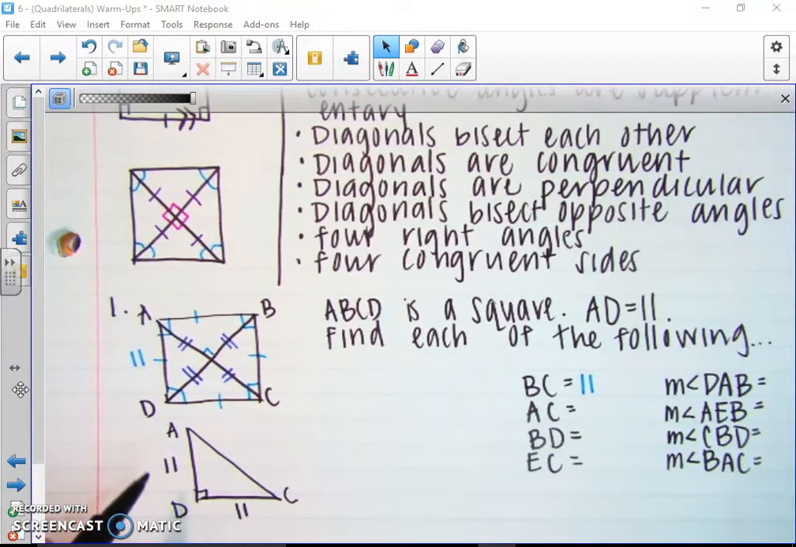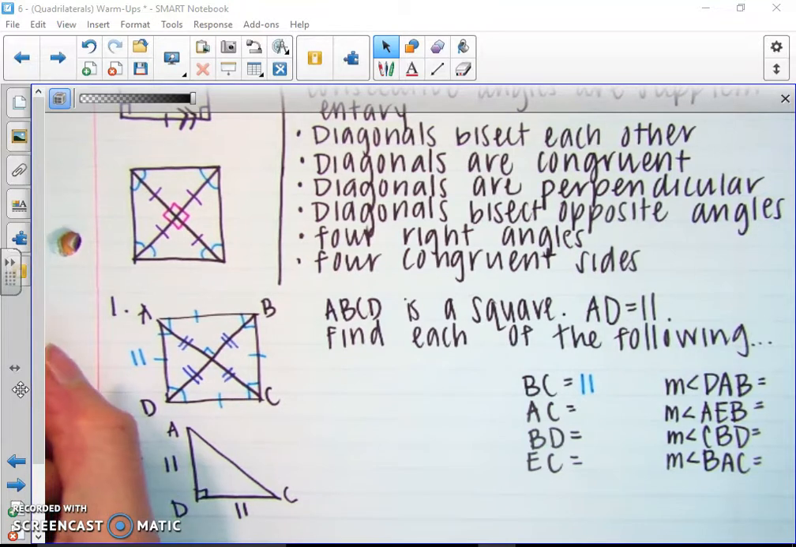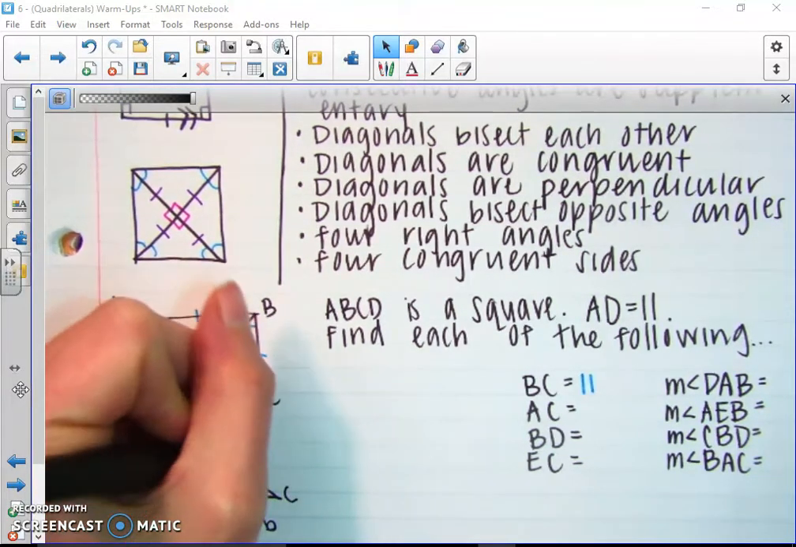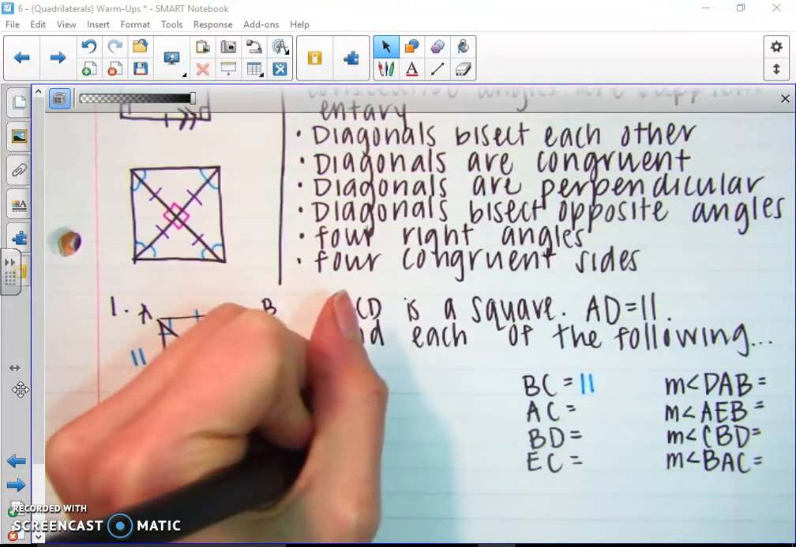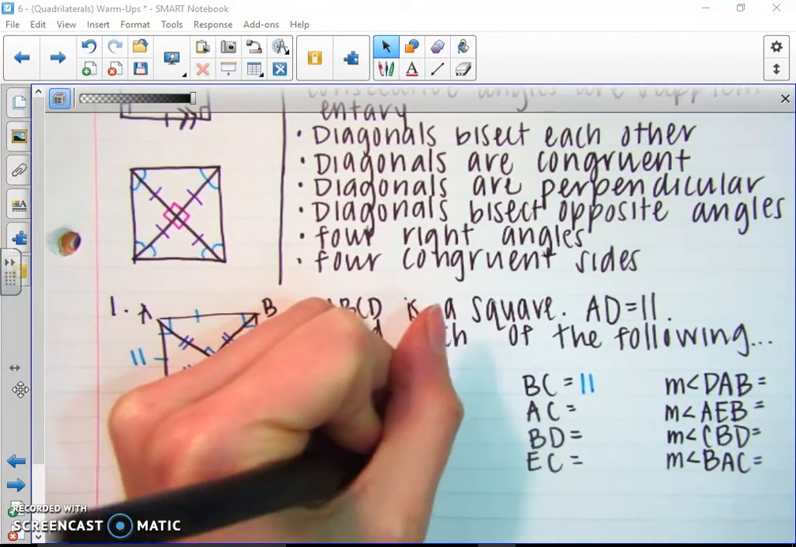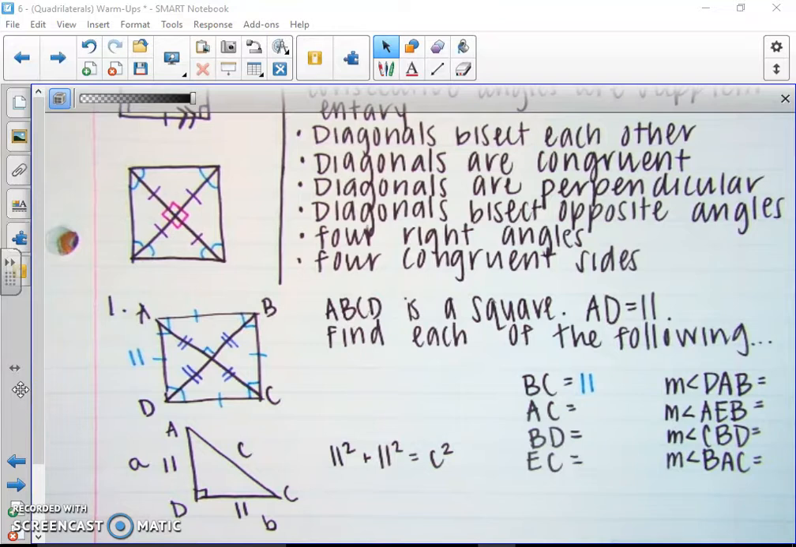So let's use the Pythagorean theorem. This is our a squared, b squared, and then we're going to find c squared or find c. So let's try that. 11 squared plus 11 squared equals c squared. So let's see what we get.